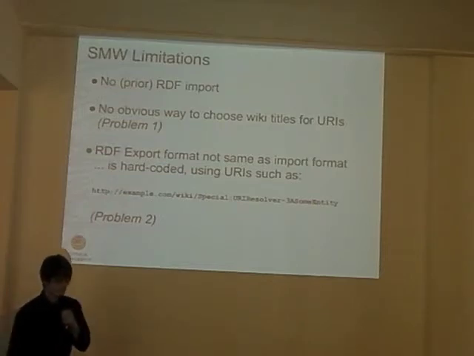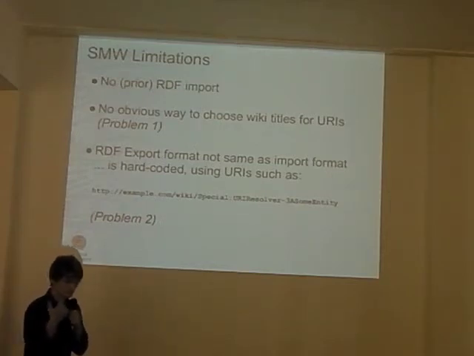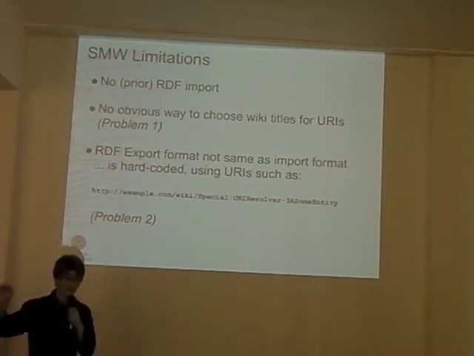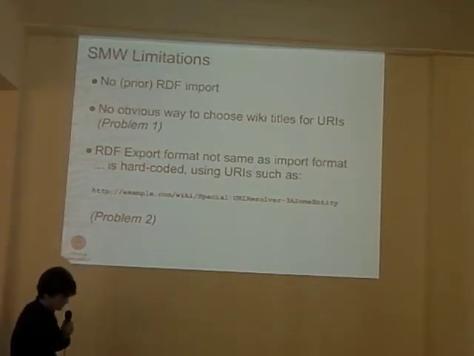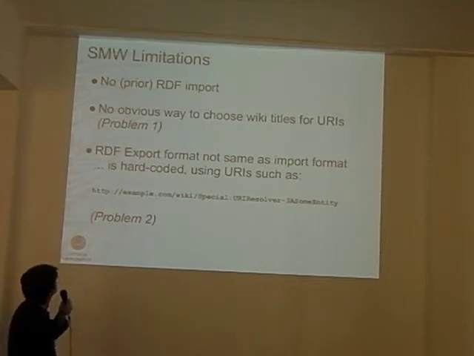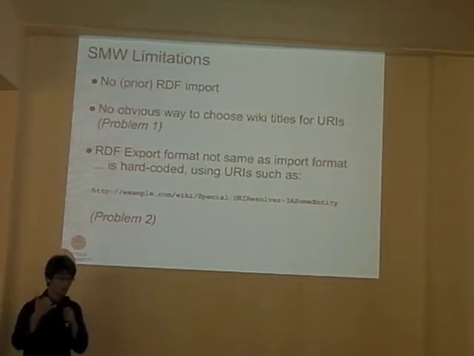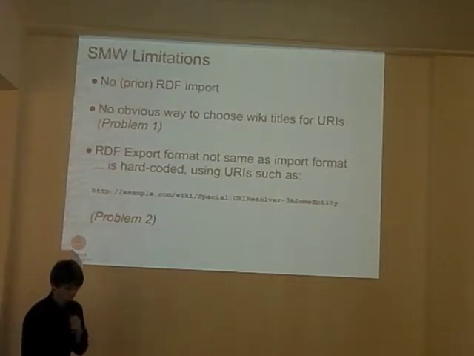And the next thing is that you want to choose wiki titles in a sensible way. You don't want to use the full RDF URI as a title for a wiki page when you import stuff, and you also want to, in some way, keep the format of the data. When you export data again from Semantic MediaWiki, you want to use the same triples that you used to import it. And that is not done by default.